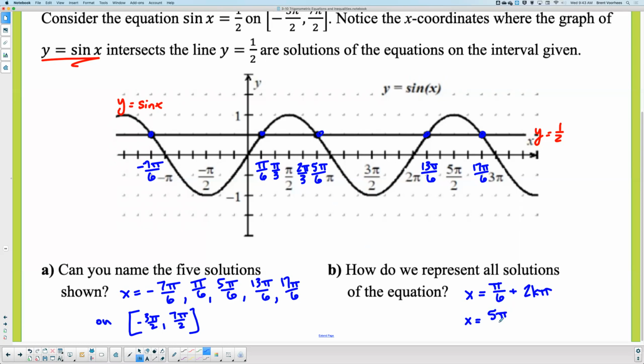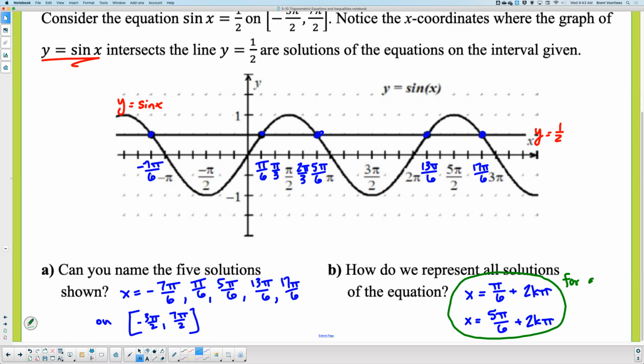And how often will this one repeat? We could look at it just to make sure. If at 5 pi over 6, when does it repeat? 17 pi over 6. How much did I have to add? 12 pi over 6, which is the same thing as 2 pi. Throw a k in there, and that will give you all of them, meaning even outside the domain. This would be the formula for all answers.